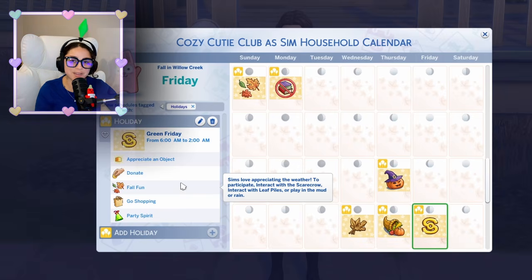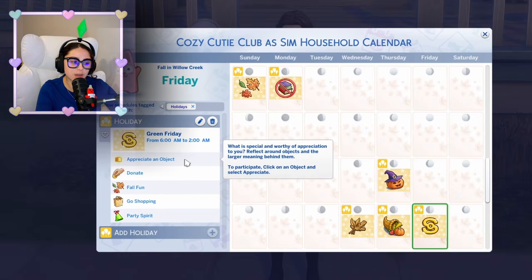If you're like me and my family, usually the day after Thanksgiving, Harvest Fest, we start prepping for Christmas, and we normally go get the Christmas tree this day and start decorating and stuff. So that's something you can definitely incorporate into your gameplay if it appeals to you. But otherwise you can just go for fall fun.